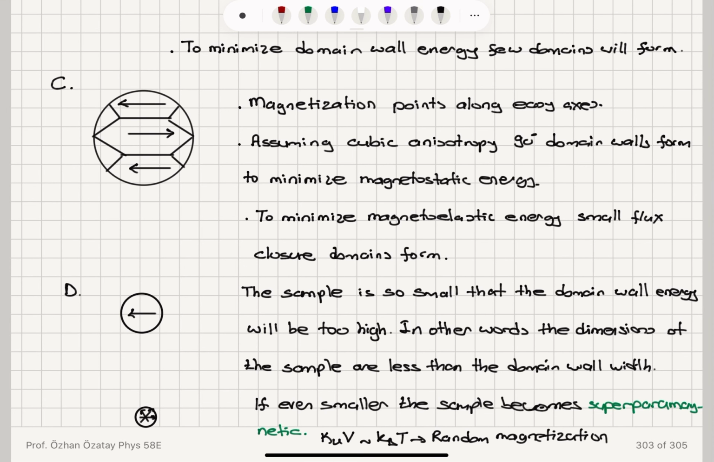If we have large magnetostriction, in addition to these requirements, we must form closure domains in order to minimize magnetoelastic energy. And for very small samples, the sample dimensions become less than the domain wall width. The energy cost in forming a domain wall is too high, so it becomes single domain. If the sample is really small, then we can have the anisotropy energy, KUV, becoming comparable to thermal energy, which means that the anisotropy requirement is no longer present and magnetization can point in any direction, making the sample superparamagnetic.